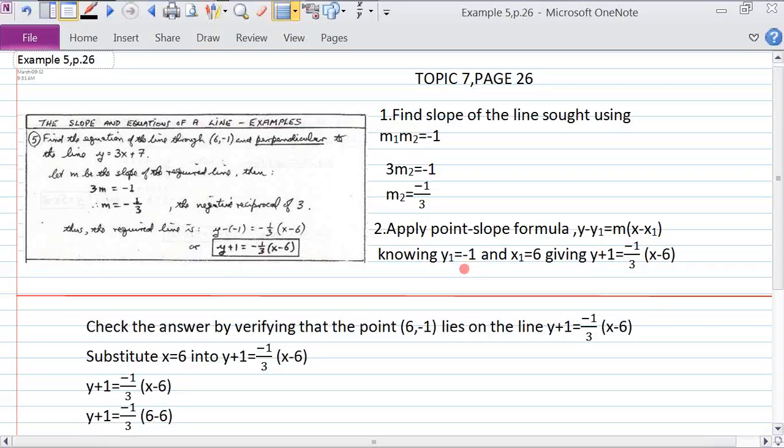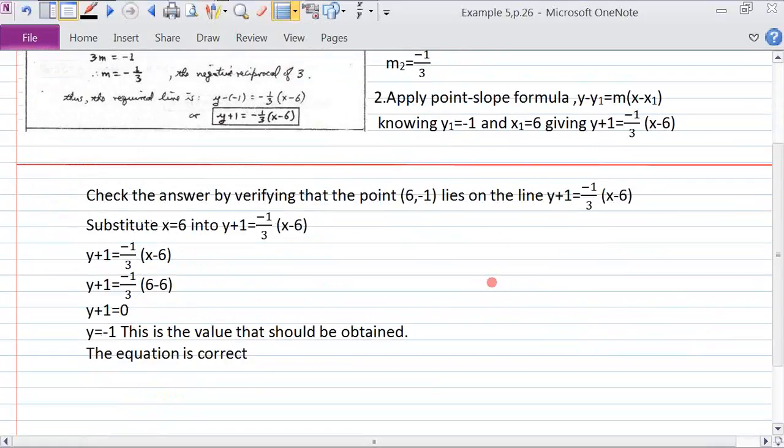So here's the point. x is 6 right over here, and y is minus 1, and we put that into the point slope formula. We know m is minus 1/3. So y minus y1, when y1 is minus 1, is y plus 1, and the slope is minus 1/3 of the perpendicular line, and the coordinate of x1 right here is 6. We gave it over here again, and that gives us the equation. So here's the equation of the line.